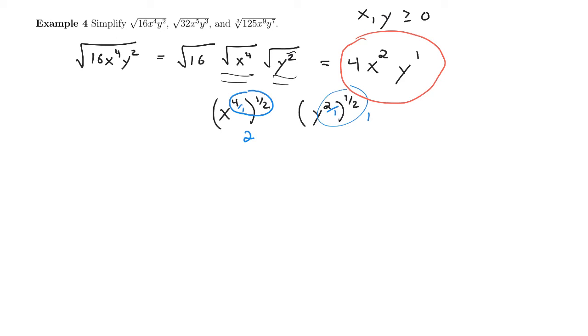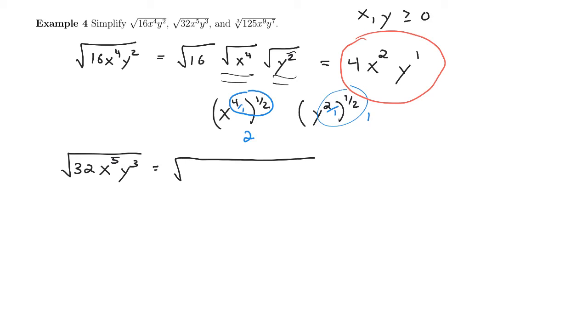So let's try that again for maybe something slightly different where it won't work out so perfectly, like 32 x to the fifth y cubed. So it's like now we have a problem. If you take half of 5, you're going to get like maybe a decimal, or half of 3. It's not as nice. But I can still break this apart. But before I do that, I'm going to write each piece so it has an exponent that will divide nicely by 2.